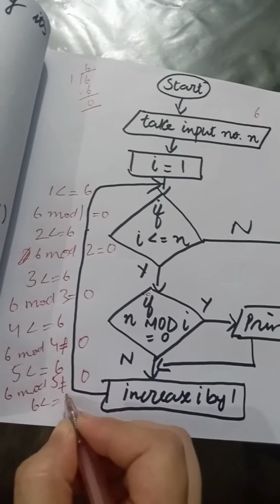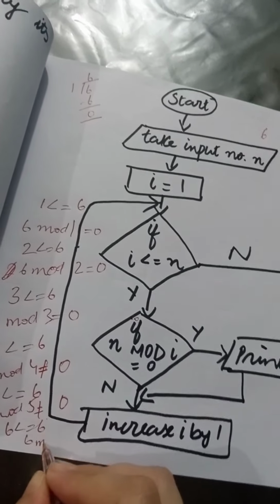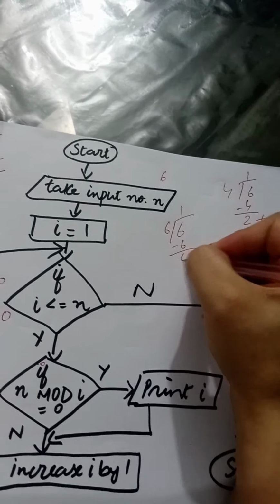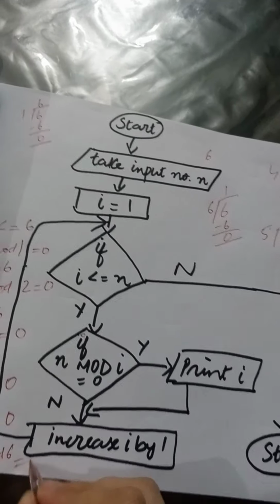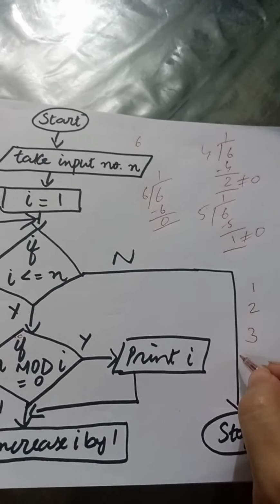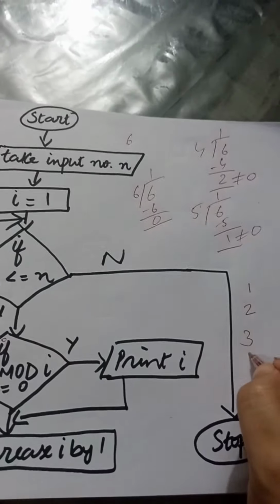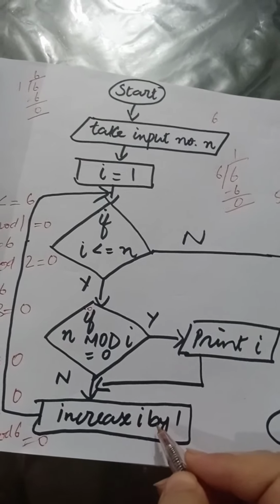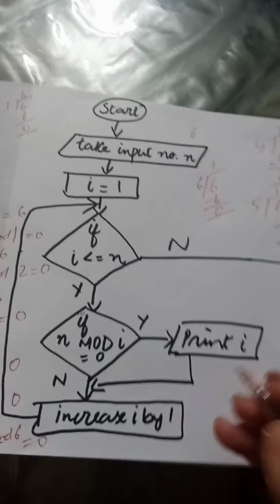So 6 is less than or equal to 6. Yes. Take the mod of 6 with itself. When we take modulus of 6 with 6, 6 ones are 6 and the remainder is 0. 6 mod 6 is equal to 0. Just print the value of I. Now the value of I is 6. It will again increment the value of I by 1. The value of I will become 7.